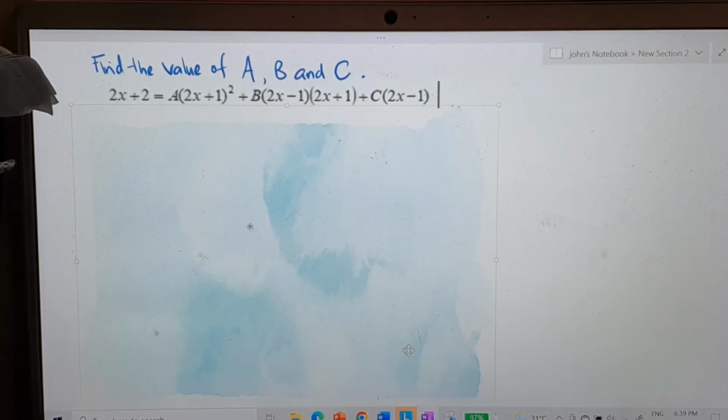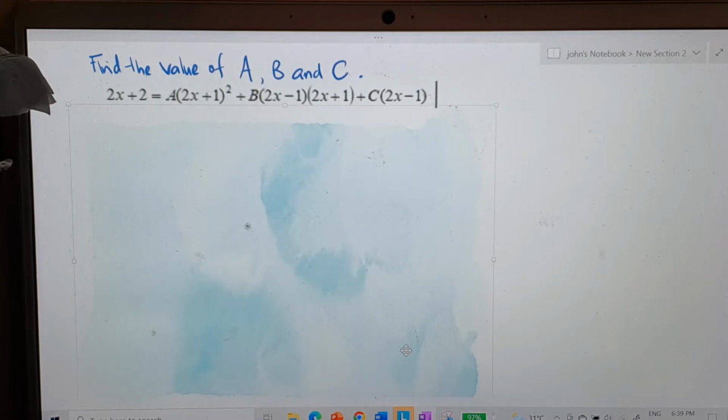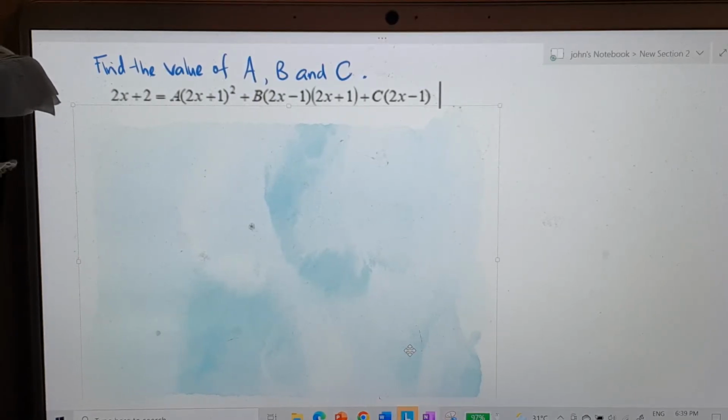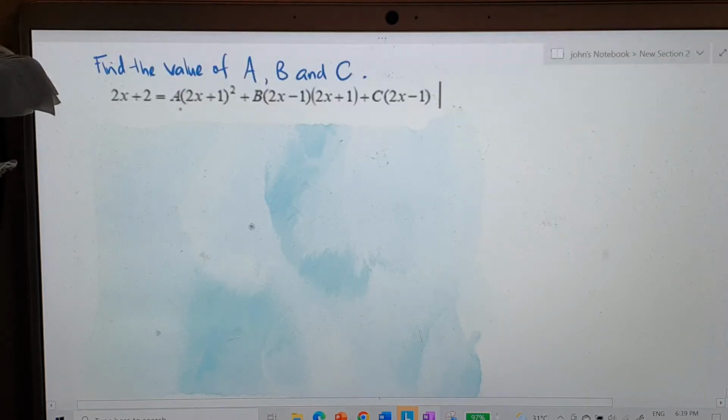Let us do another 2 questions on identities and then that's it. After doing this topic on partial fraction, you should be an expert in doing these identities, finding the unknowns. So in this case, you have to find A, B, and C. So A is here, B is here, C is here.